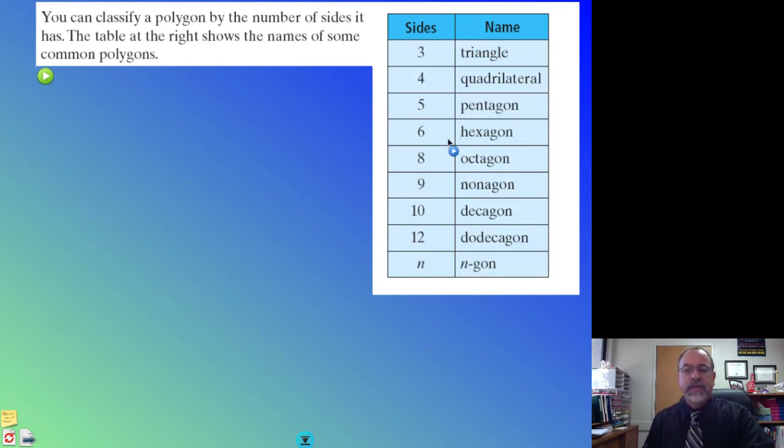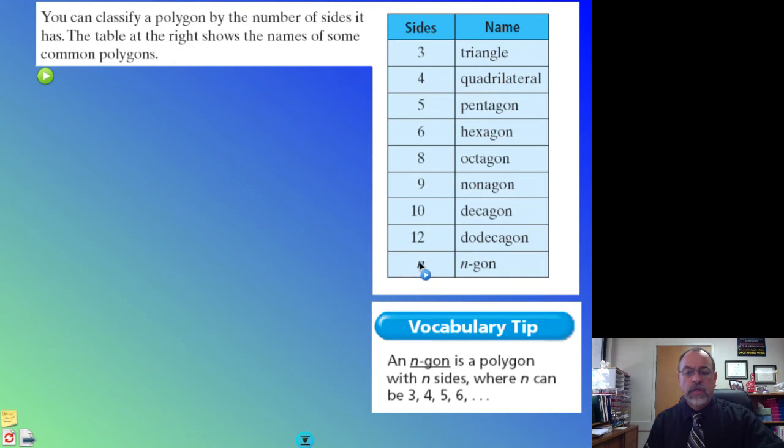6 is hexagon. Notice we don't have 7. That's a heptagon if you're concerned about that, but we don't use it a lot this year, so that's why they skipped it. We're only going to use mostly pentagons, hexagons, and octagons. 8, octagon. 9, nonagon. 10, deca, like a decade, 10 years, decagon. 12 is dodecagon. And then n-gon, n representing any number. We could use 100. It could be a 100-gon. Or if we did 150 sides, it'd be a 150-gon.